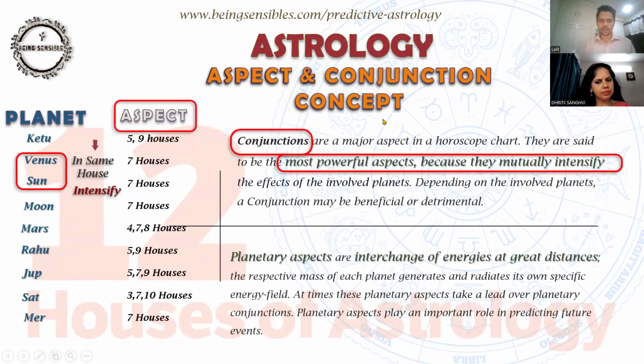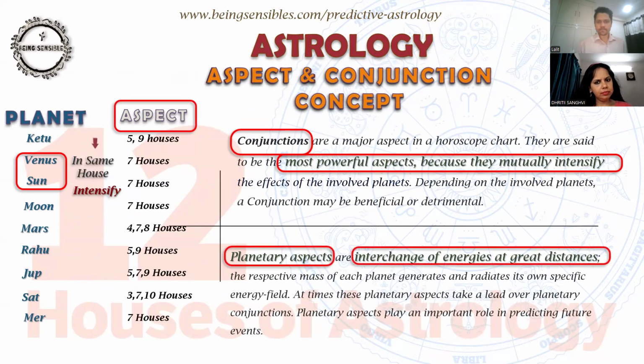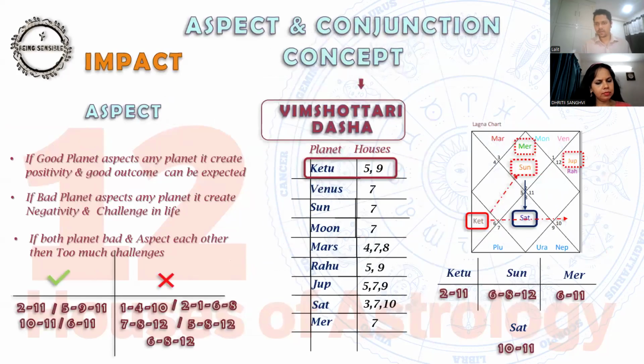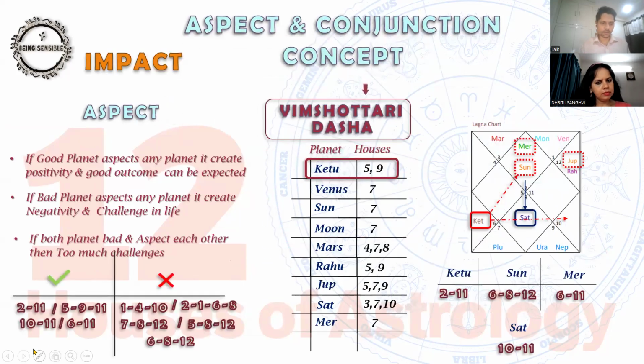But now again, they call it aspect. It's the same thing, but conjunction is where both are together. But aspect has its own challenges. Challenges mean that it is a different way to analyze the chart. Just like you can see on the screen, every planet has its own aspects. No matter where the place is, they aspect different houses.